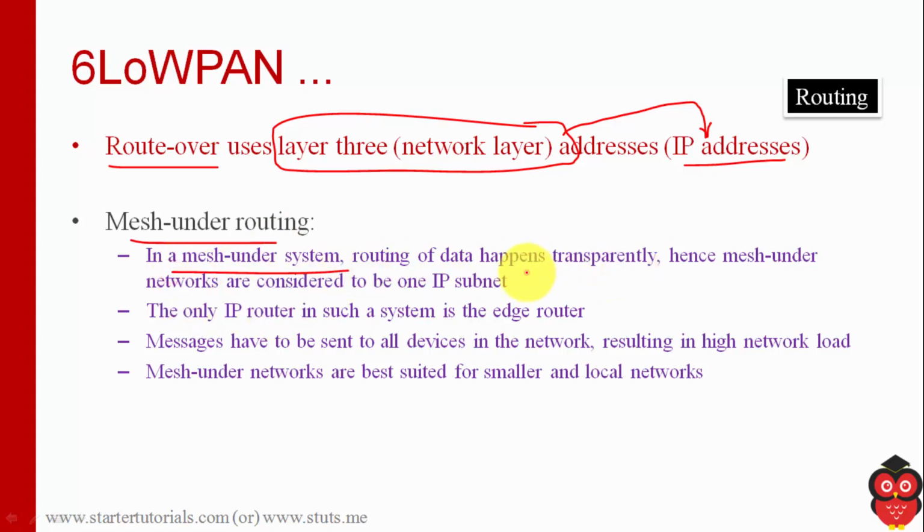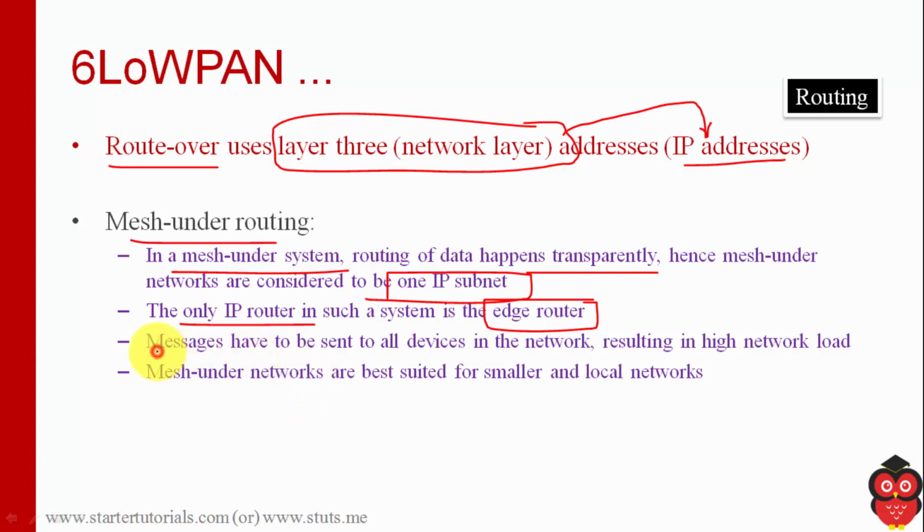The routing in mesh under routing is transparent, and all the devices in a mesh network are considered as one IP subnet, or simply saying one IP network. You can assume mesh under routing as LAN routing, which takes place in a local area network. You can think of it like that. There will be only one IP router in mesh under routing, and that router is the edge router, as we have seen in the previous slides.